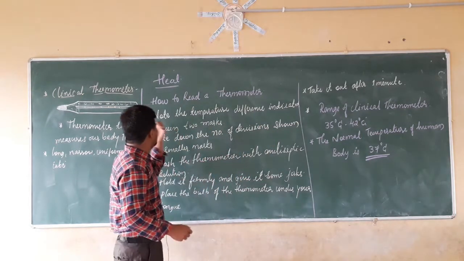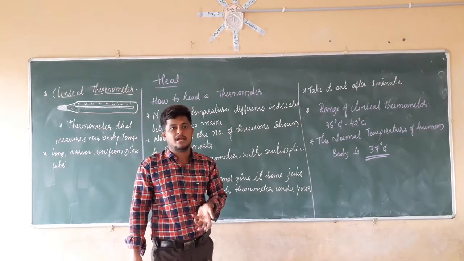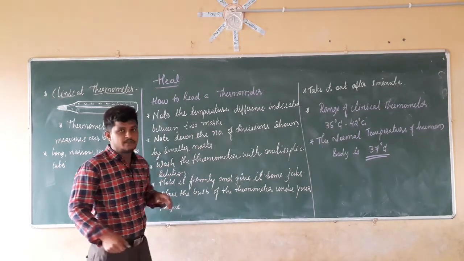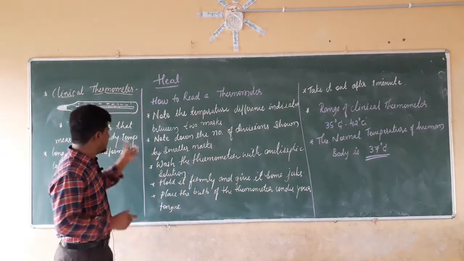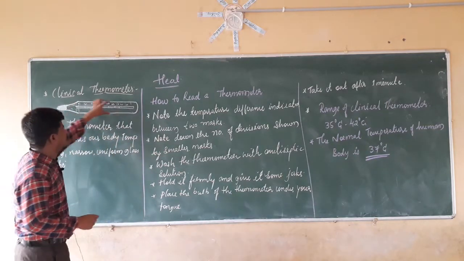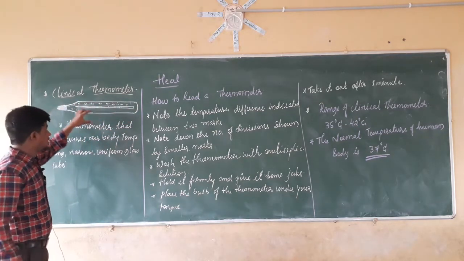Why do we make it with glass? Because glass is a transparent medium. By this we can see the readings coming inside the thermometer. For that reason we use glass here. The whole thing is made of glass, and it looks like this.